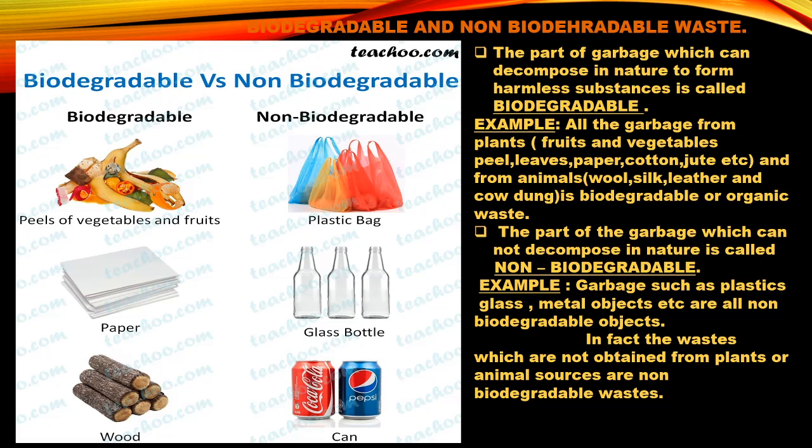Okay. Next one is the non-biodegradable, that is the part of the garbage which cannot decompose in the nature, not by natural process. Like if you keep that substance, say if you keep a plastic, or a glass or a metal object in the environment, they will not be decomposed naturally. So any waste which cannot be obtained from the plants or the animal sources are considered to be non-biodegradable waste.